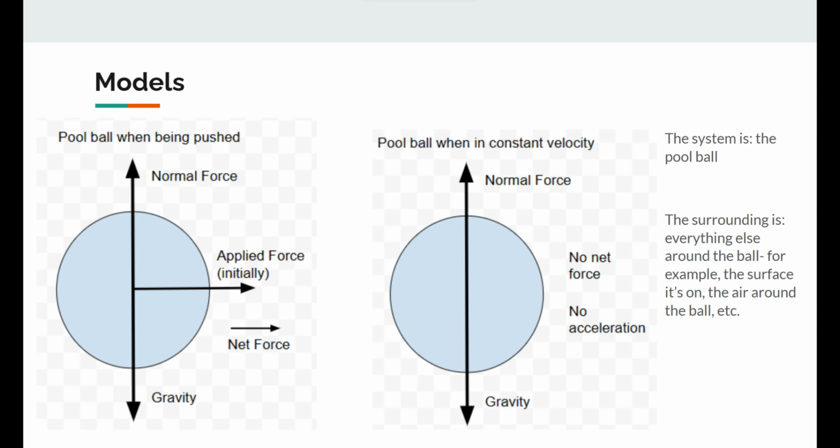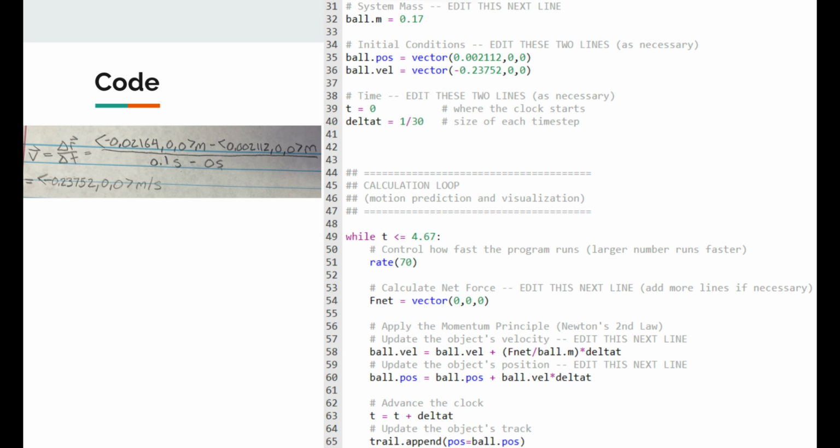Now we will be analyzing the tracker video. Here we can see that the ball is pushed from right to left. Using this, the ball moves across the x-axis in the negative direction, so this means that the slope generated in the position versus time graph will also be negative. Some initial conditions to note are that the ball's initial velocity is negative 0.23752 meters per second, the ball's mass is 0.17 kilograms, and the ball's initial position is 0.002112 meters.